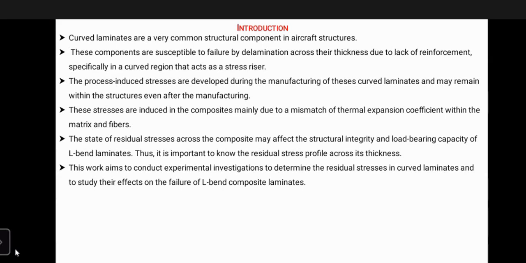So these stresses may affect the structural integrity and the load bearing capability of the L-bend composite. So it is important to know the residual stress profile in these composites. The main aim of this work is to experimentally determine the residual stresses in the L-bend composites and to study the effects of these stresses on the bending strength of the L-bend composite.